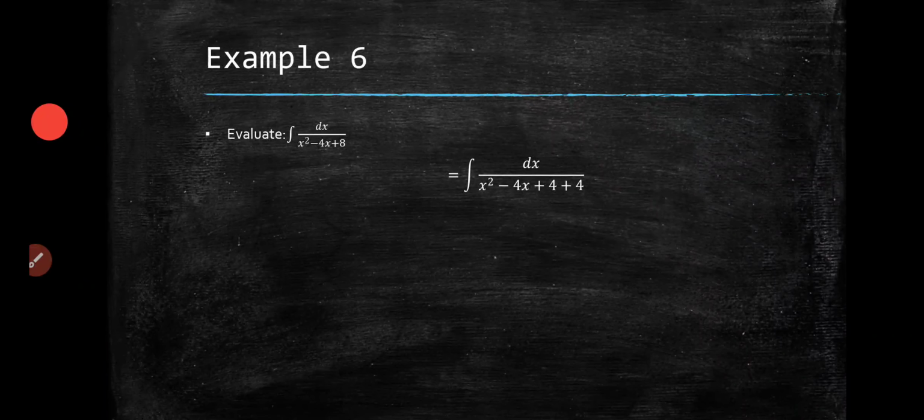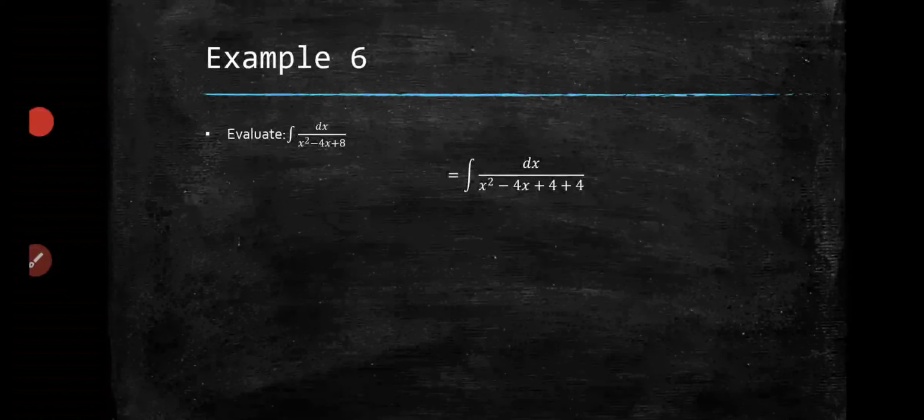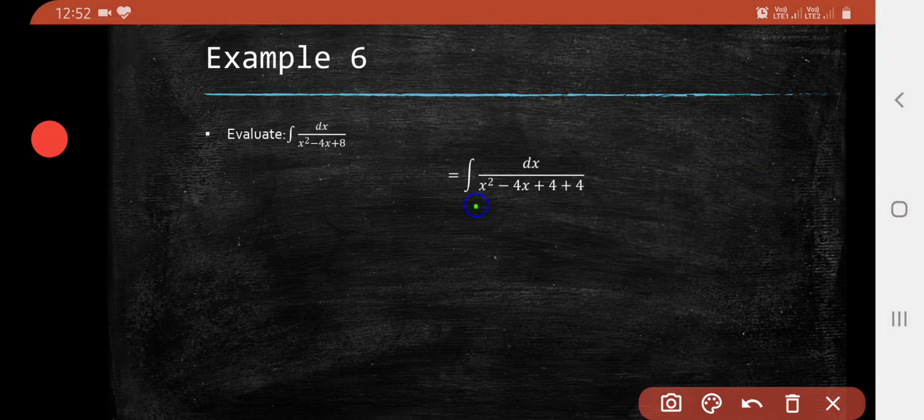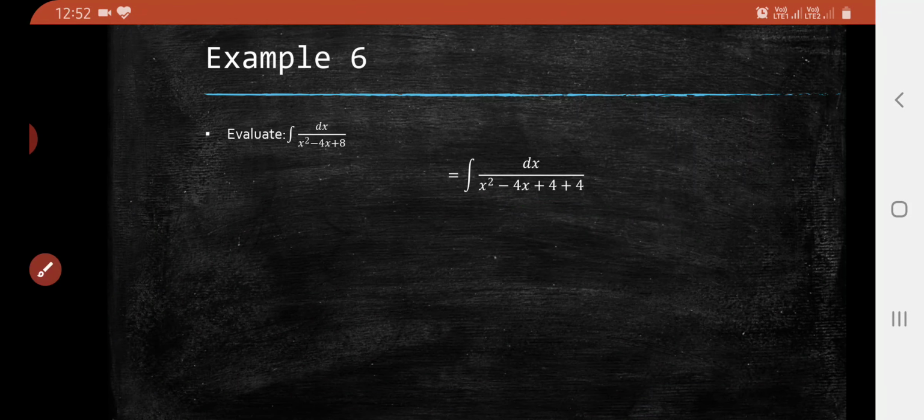I can see that x square minus 4x plus 8, I can write as x square minus 4x plus 4 plus 4. Now obviously from here I can see this part is a whole square, that is x minus 2 whole square. So let me just write that.